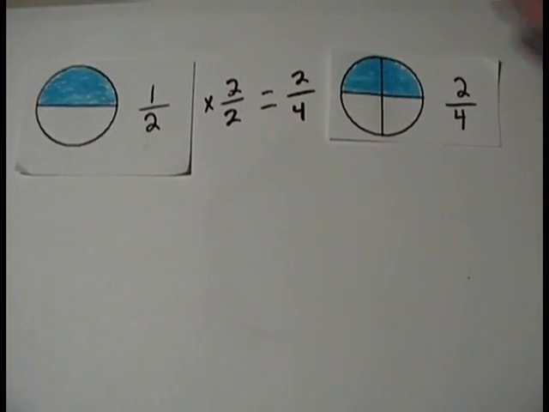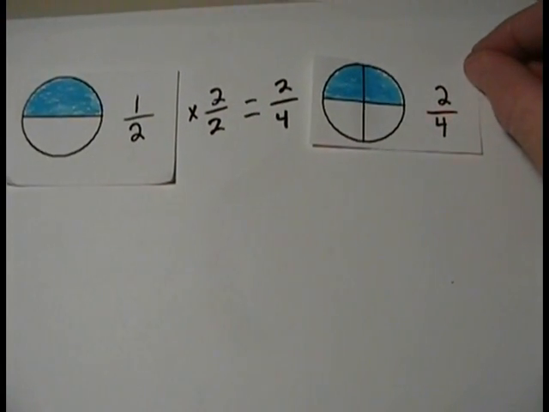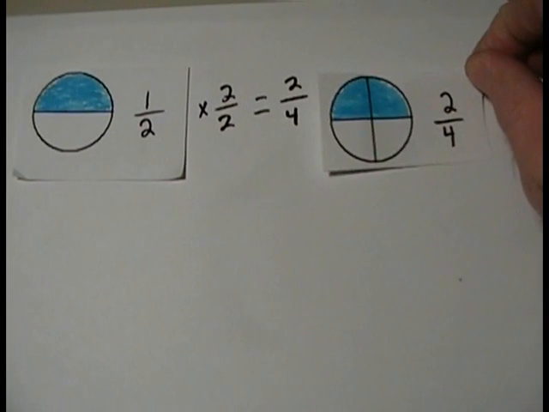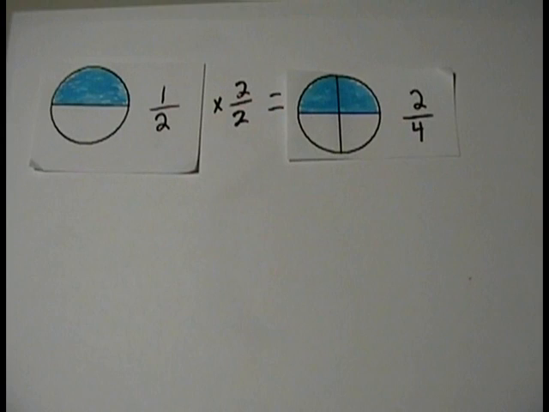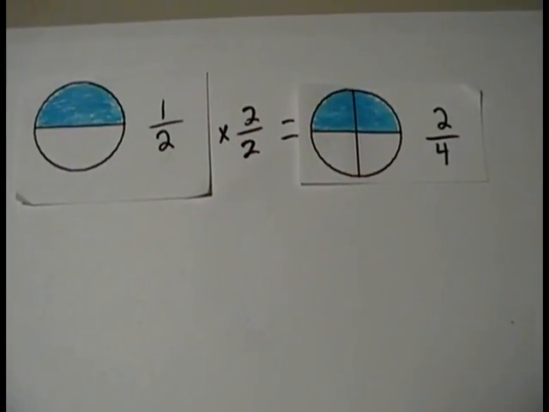Let's look at this example here. We have 2/4. Looking at the shaded areas of each fraction, we can see that 2/4 is equivalent to 1/2. Let's try another example.